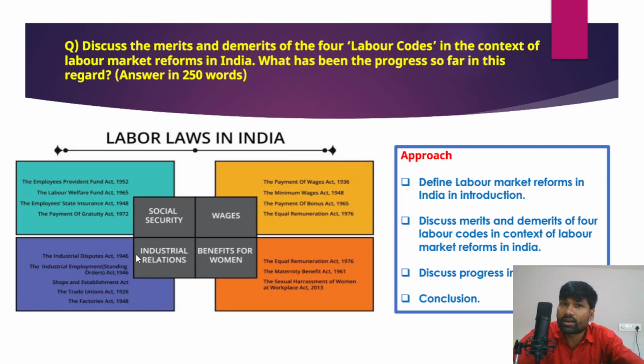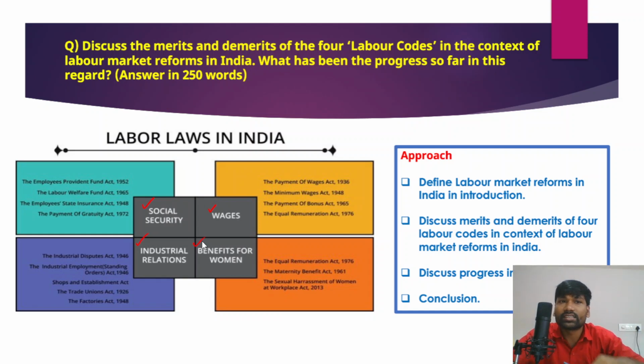But recently the government, in order to enhance the environment of ease of doing business in India, has introduced new labor codes, 4 new labor codes, right? So what are those 4 new labor codes? A labor code on social security, a labor code on wages, a labor code on industrial relations, and a labor code on certain benefits for the woman as well, right?